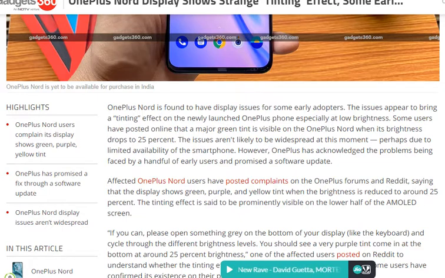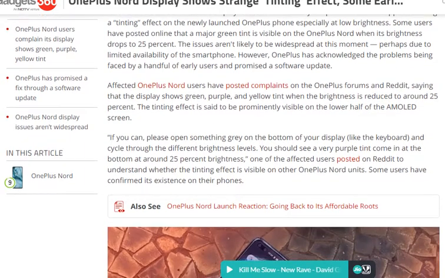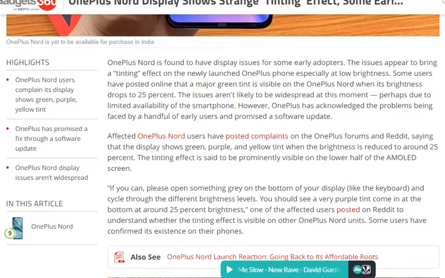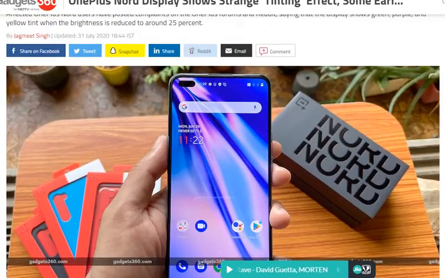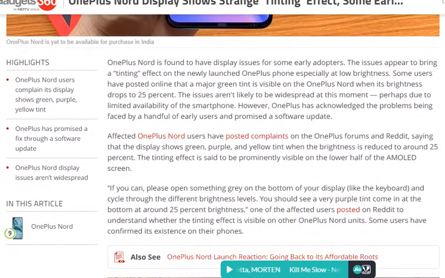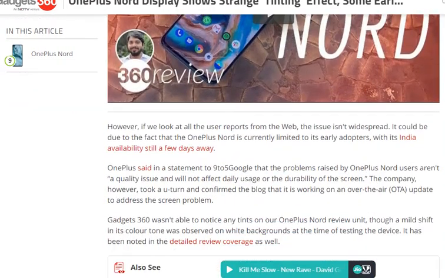Now the good thing is that if you order your handsets from Amazon, it's really easy to get a replacement. But if you buy it from the OnePlus website or OnePlus stores or any third-party stores, it's really difficult. It's not that you won't get a replacement, you will, but it's more of a hassle. This could be an issue for some and not for others. On some devices it is really visible, on some it is not visible, and on some it might not even be there.